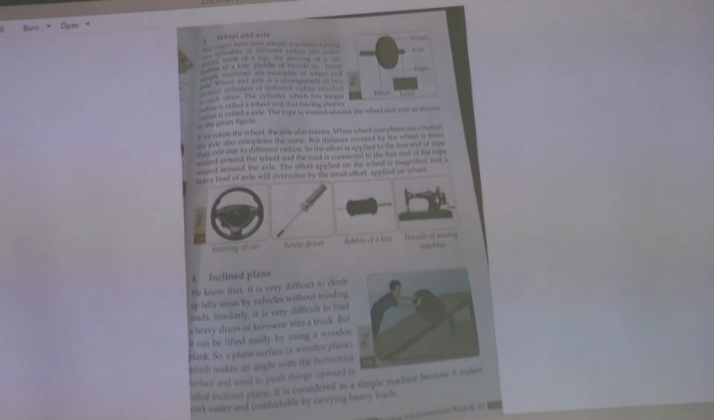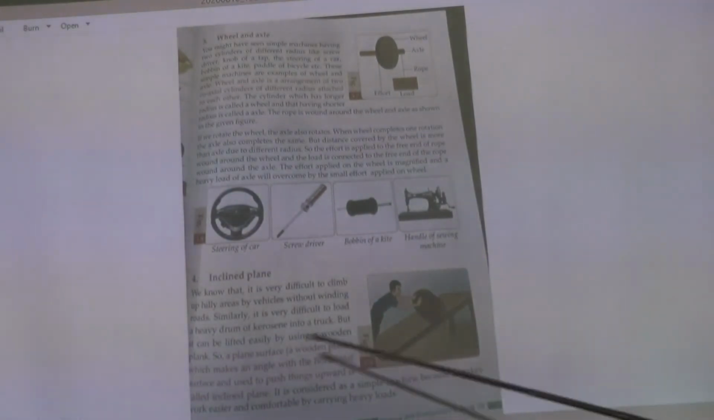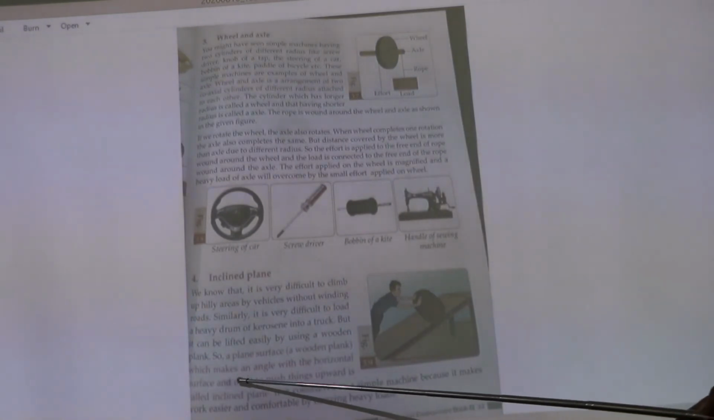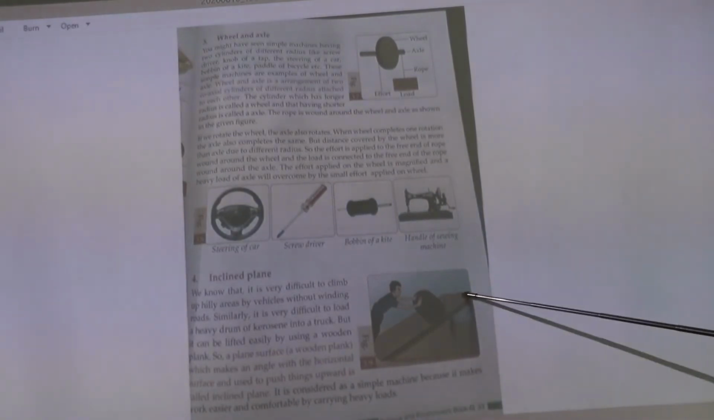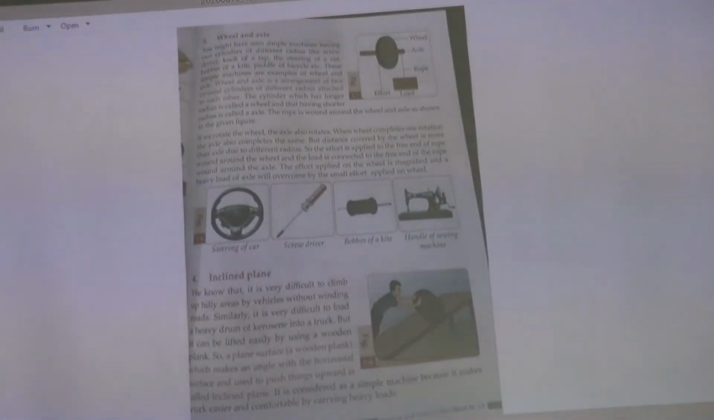A plane surface which makes an angle with the horizontal surface and is used to push things upward is called an inclined plane. It is considered a simple machine because it makes work easier and more comfortable when carrying heavy loads.